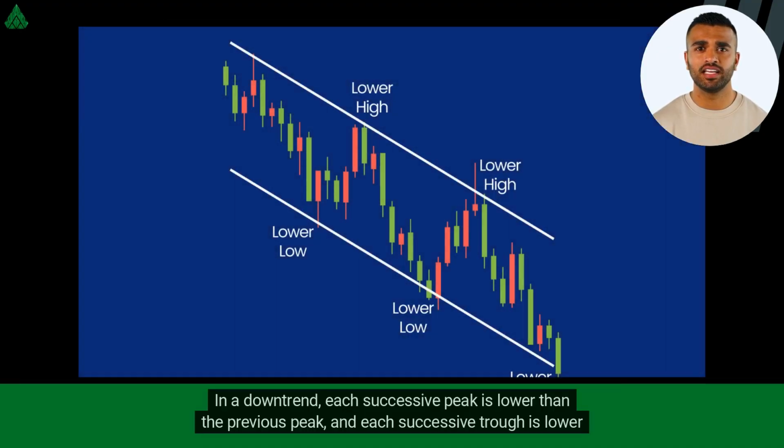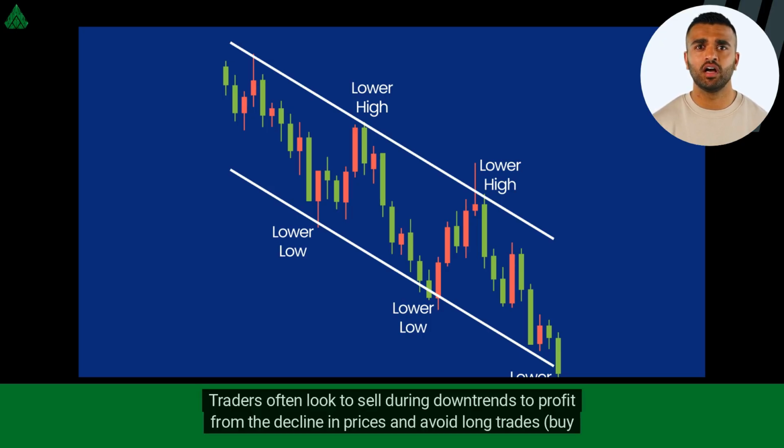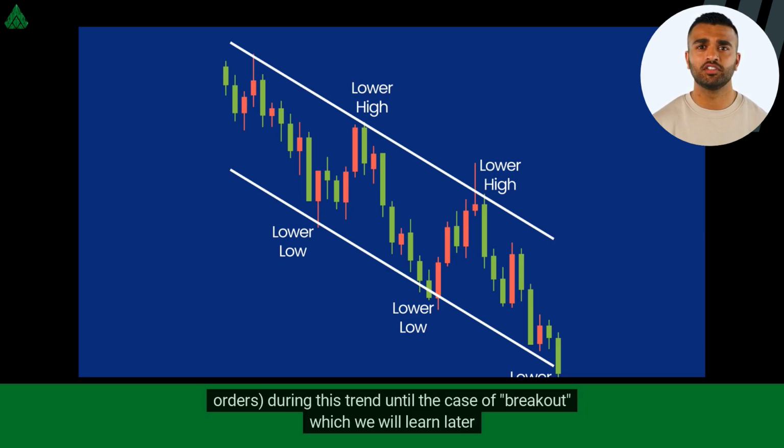In a downtrend, each successive peak is lower than the previous peak, and each successive trough is lower than the previous trough. This pattern shows that supply is outstripping demand, leading to falling prices. Traders often look to sell during downtrends to profit from the decline in prices and avoid long trades, buy orders, during this trend until the case of breakout, which we will learn later.